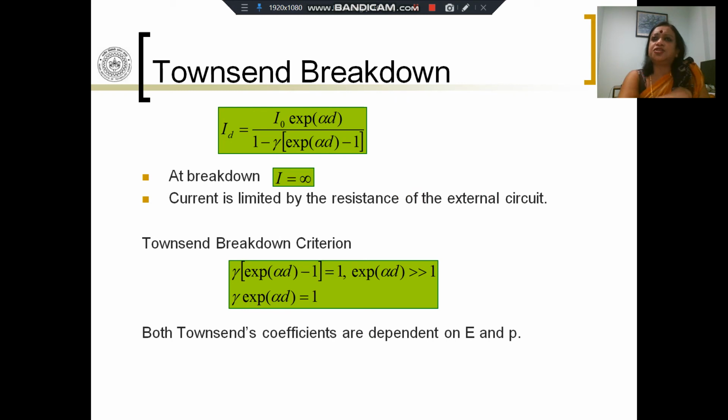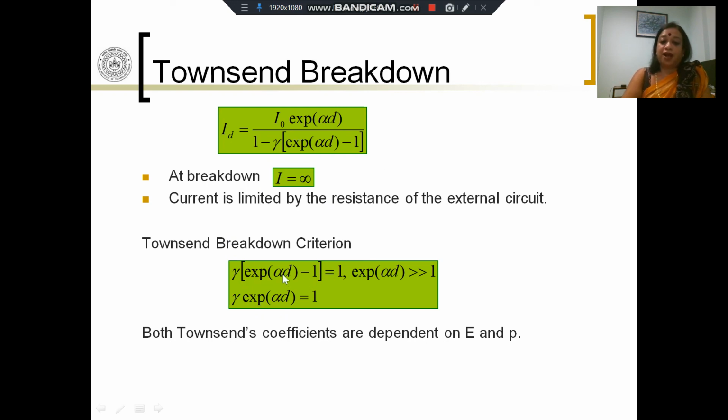What is the condition to be satisfied at breakdown? If this Townsend process leads to breakdown, the average current through the gap distance will tend to infinity. The average current is given by I, and this current will go to infinity if the denominator goes to 0, which means at breakdown I equal to infinity, and therefore the denominator is equal to 0, which means gamma into e to the power alpha d minus 1 equal to 1.